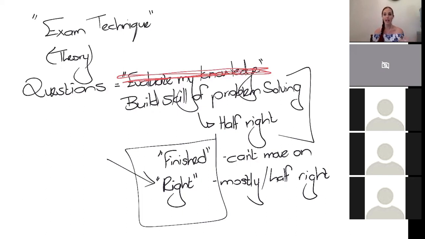The fact that we feel like we have to be right means that you will spend months on the theory and never actually get to a question, because I have to know my stuff before I do anything. Okay. So questions are about building the skill of problem solving, and they should be done from day one.